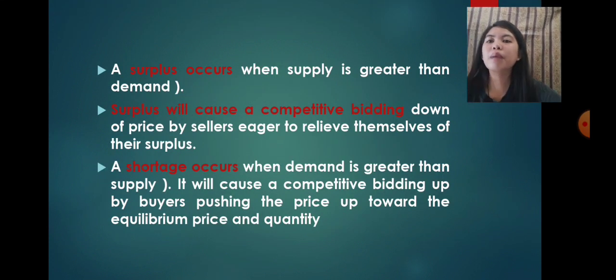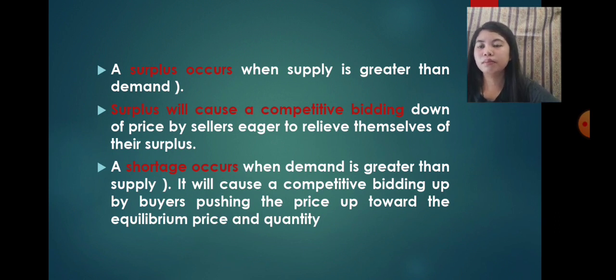A surplus occurs when supply is greater than the demand. So, there is a surplus. A surplus will cause competitive bidding down of price by sellers eager to relieve themselves of their surplus. Next, a shortage occurs when demand is greater than the supply.